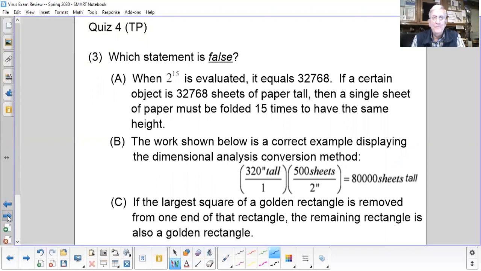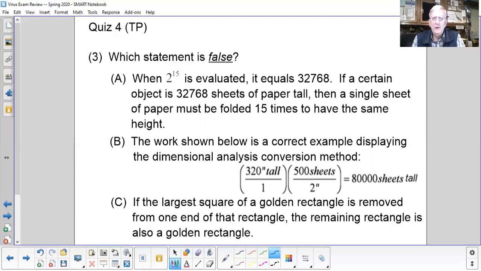Number 3, which statement is false? Well, if you look at A, when 2 to the 15th is evaluated, it equals 32,768. If a certain object is 32,768 sheets of paper tall, then a single sheet of paper must be folded 15 times to have the same height. That's a true statement, right? Exponential growth, showing that every time you fold a piece of paper, you double its thickness, and you have to use a power of 2 to determine the number of layers you would have.